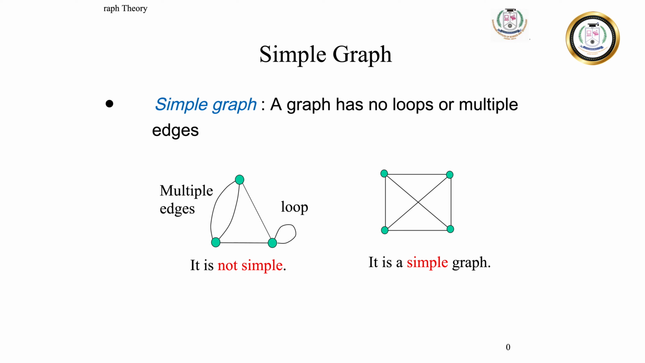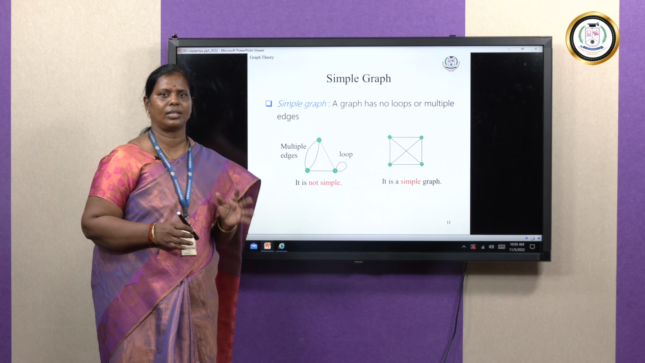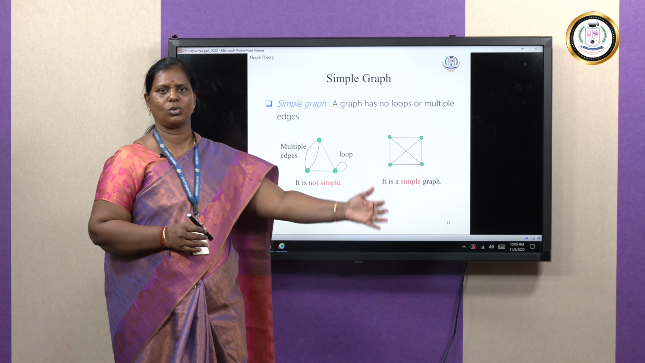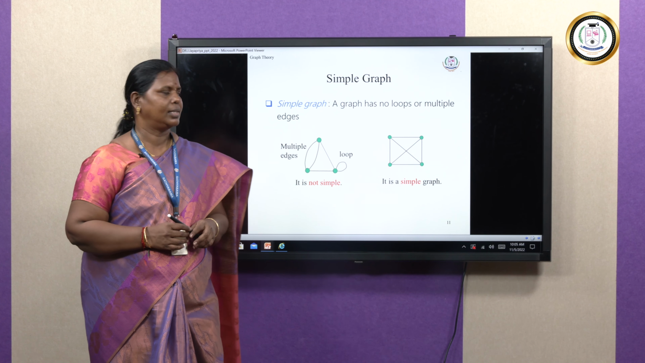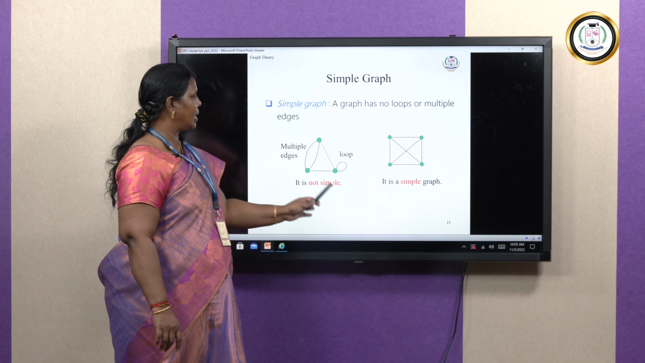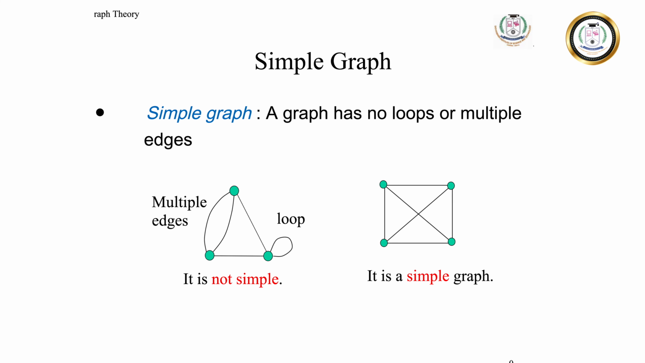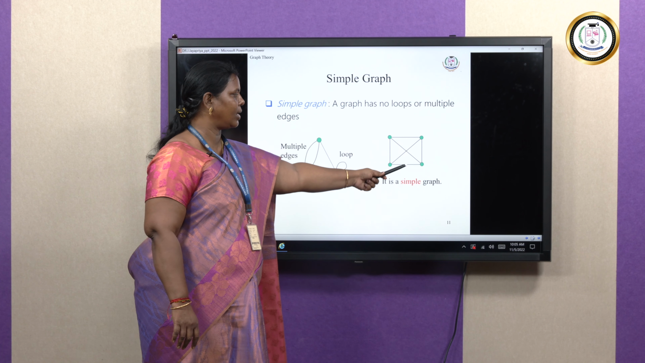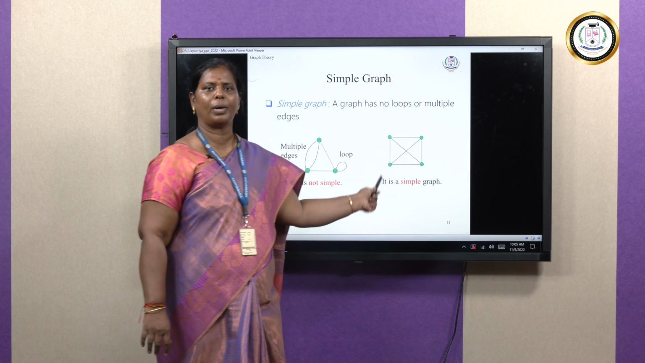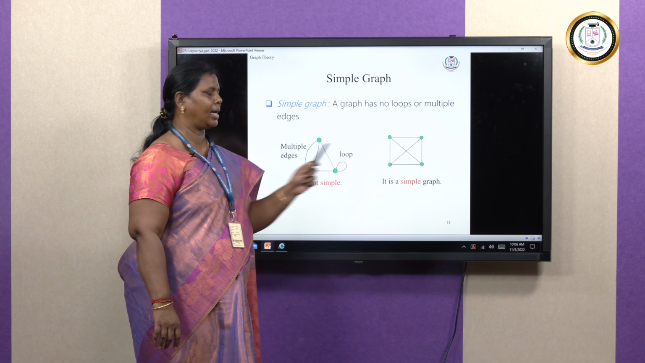Now coming to the definition of what is a simple graph. We have noticed the meaning of a loop and of parallel edges. Here there are two examples given. A simple graph has no loops or multiple edges. We notice that this particular graph doesn't have any loop and doesn't have any parallel edges, so we call this a simple graph.